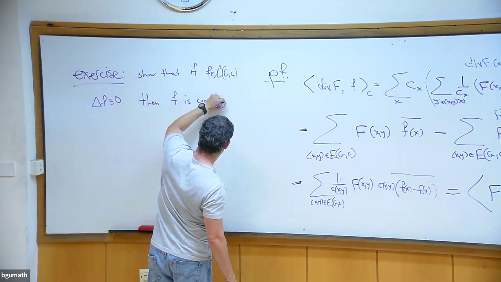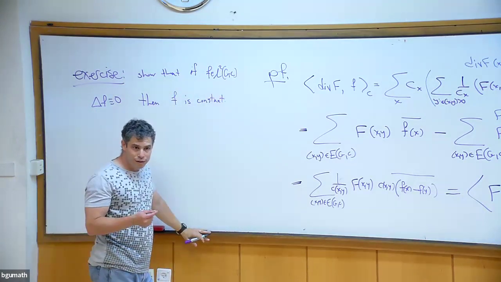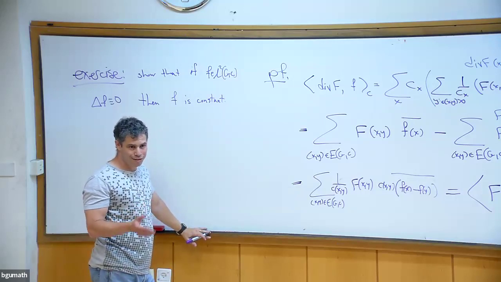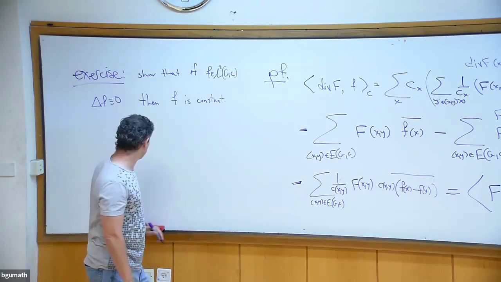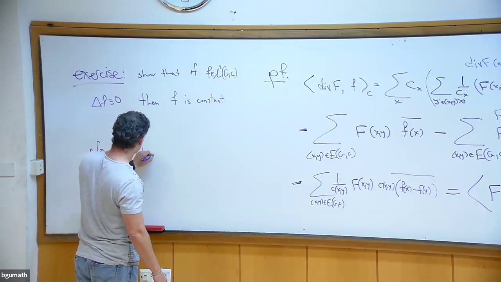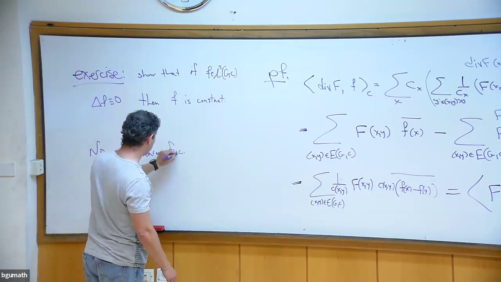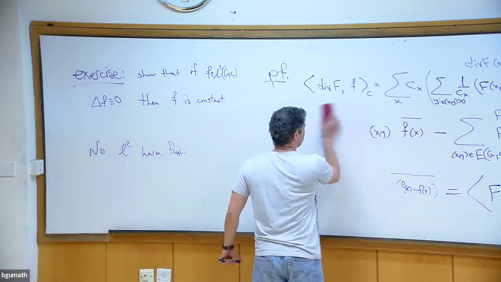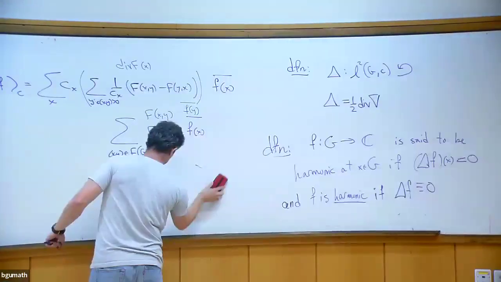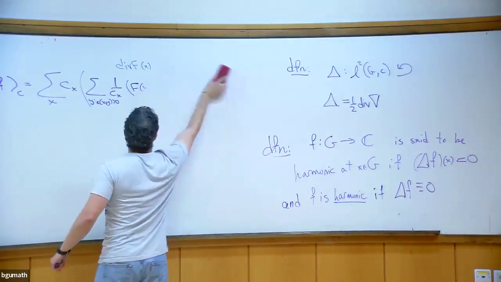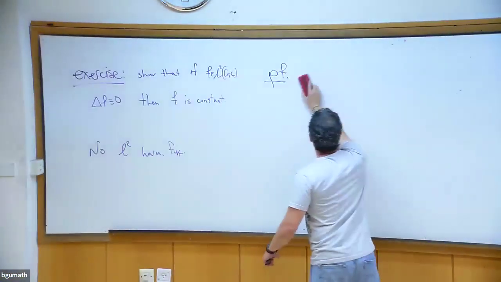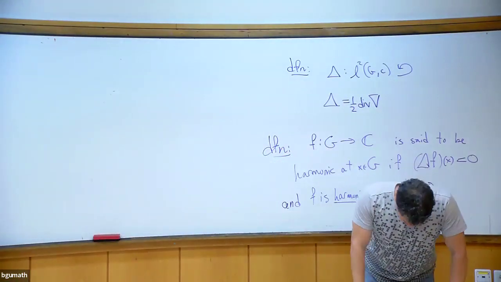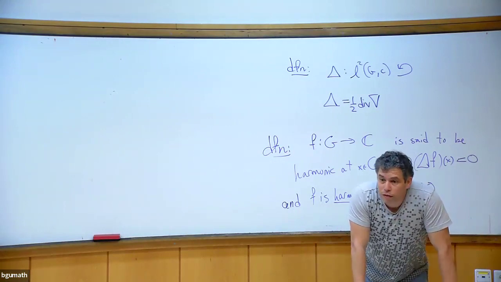And in fact, if G is infinite, then the only constant function in L2 is zero. There are really no L2 harmonic functions. I'm leaving this for you as an exercise, okay? You could have constants if G is finite, because then any function is L2. Hint: use integration by parts.